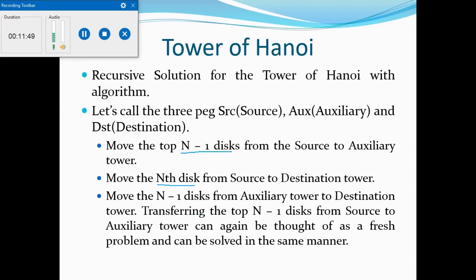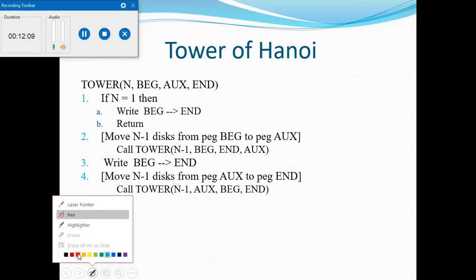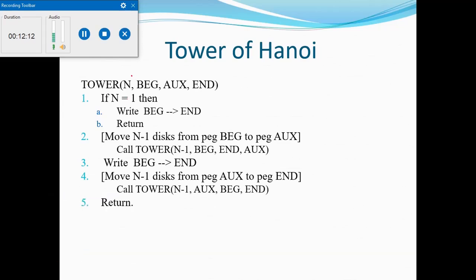Now transferring the top n minus 1 disks from source to auxiliary tower can again be thought of as a fresh problem and can be solved in the same manner. So you have to keep doing it in a recursive way. So we'll see an algorithm now. I have tower from tower, n is the number of disks, beginning is my source, this is auxiliary, and this is destination. The names are just different: begin, auxiliary and end.